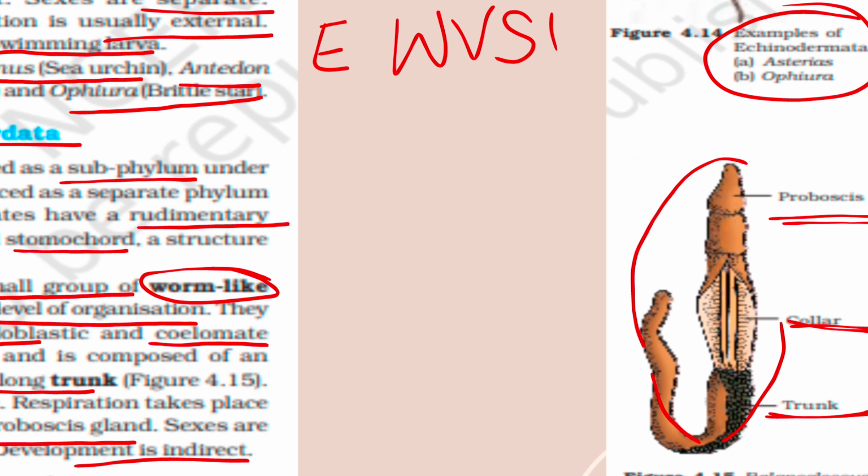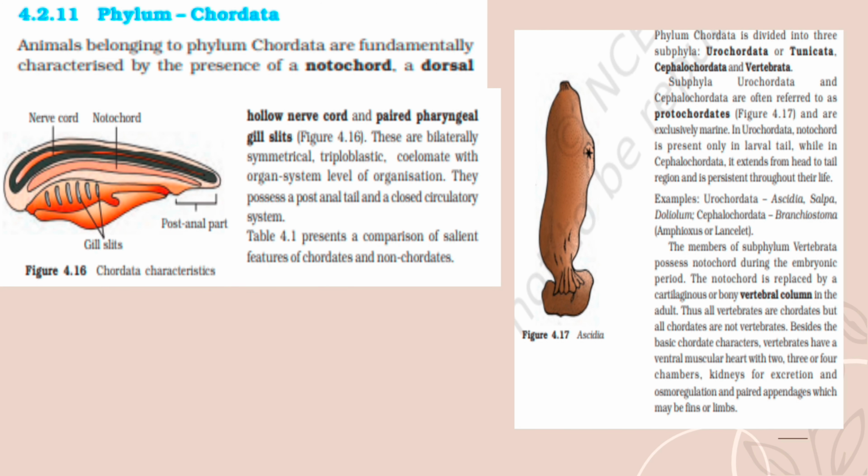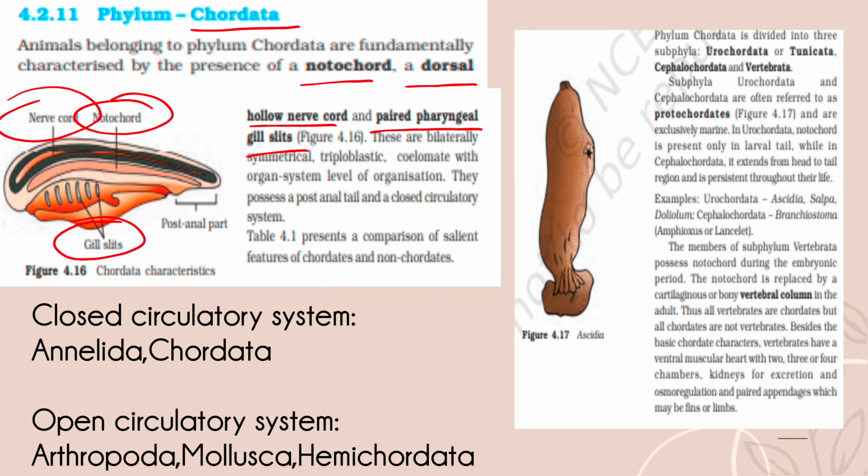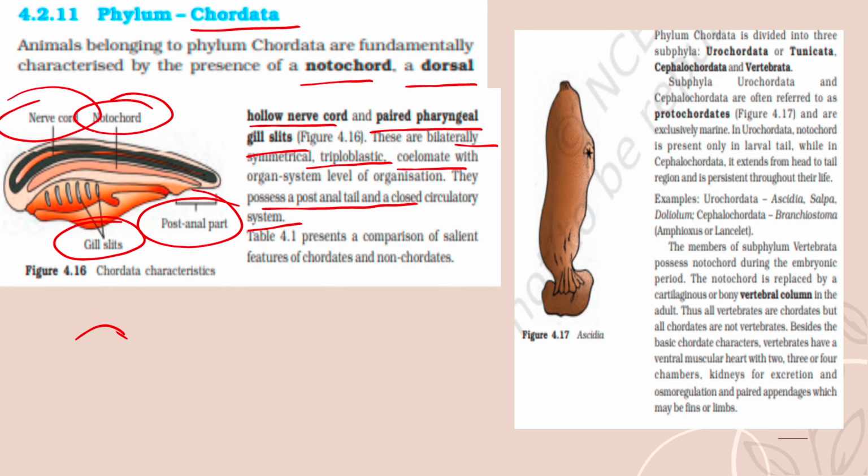Let's move to our most important phylum, which is Chordata. Presence of notochord, dorsal hollow nerve cord, and paired pharyngeal gill slits. As you can see in the diagram: notochord, dorsal hollow nerve cord, and paired pharyngeal gill slits. They also possess a post-anal tail and a closed circulatory system. Chordates are bilaterally symmetrical, triploblastic, coelomate with organ system level of organization.